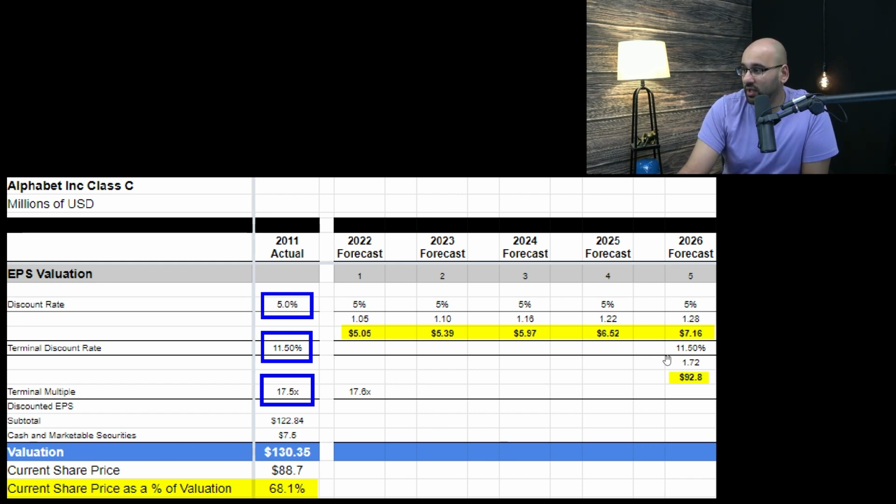I do 1.11.5 exponent 5, which gets me the 1.72. And so I take that terminal EPS number divided by the 1.72, and then I actually multiply it by the terminal multiple. This is just a shortcut that I use.